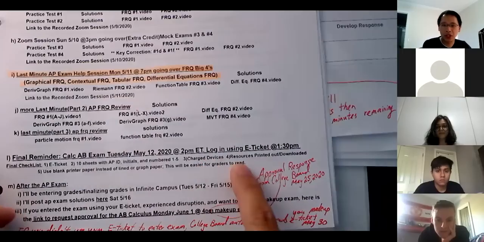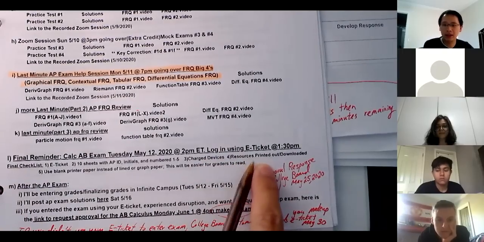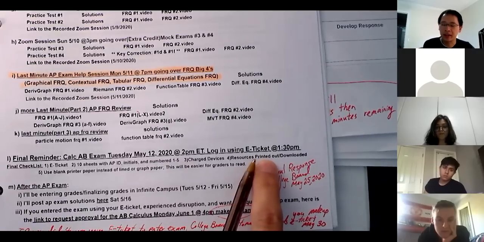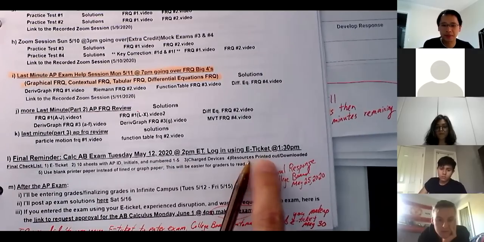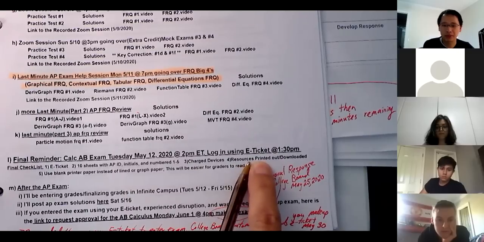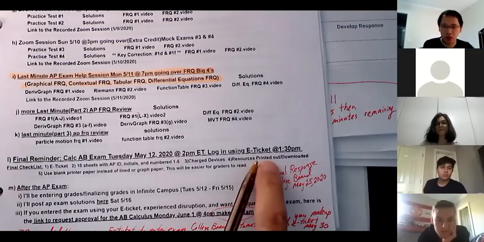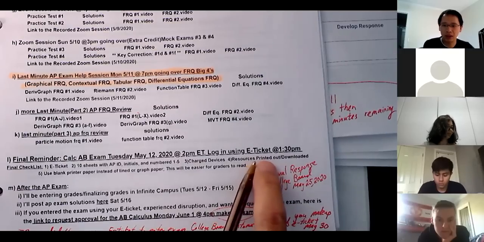Make sure your device is charged, and your resources are printed out or downloaded. We really want to avoid any internet searches. We just don't want to run the risk of being flagged. So just try to stay within whatever you printed out or downloaded.